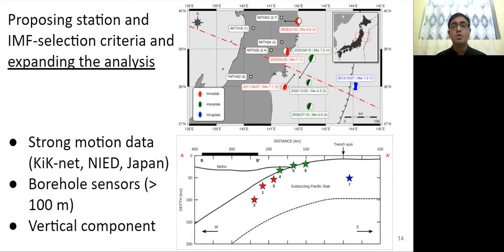For this, we introduced certain bounds on the selection of stations and the selection of IMFs. Using these proposed bounds, we developed a time frequency analysis analog of the moment rate function representing the source energy release. We analyzed 7 earthquakes in the Japan Trench, originating in the 3 tectonic settings that we discussed previously, and used waveforms from borehole sensors of KiK-net.